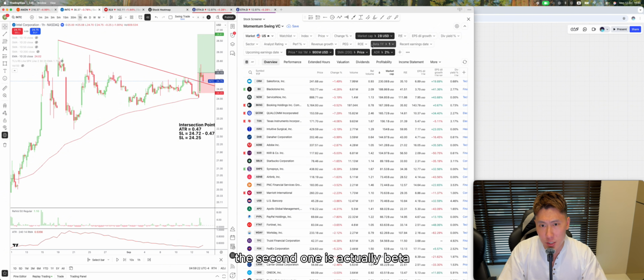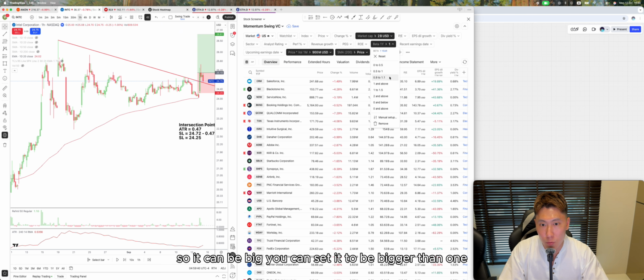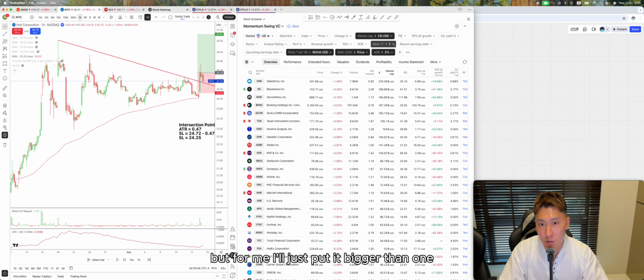The second one is beta. What beta actually means is that if beta equals 1, the stock itself is as volatile as the market. But as a momentum trader, I want it to be more volatile than the market. So I want it to be bigger than 1. You can set it to be bigger than 1, 1.5, 2, and so on and so forth. But for me, I'll just put it bigger than 1, because that is my criteria that suits my strategy.